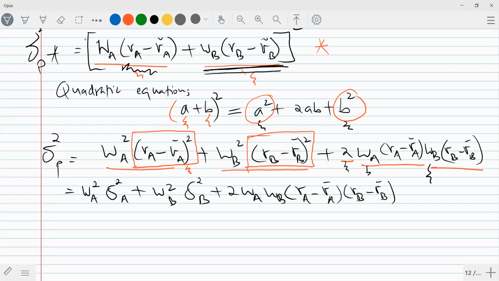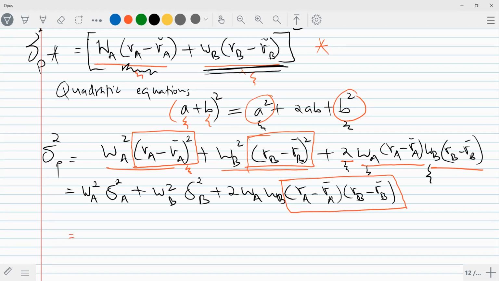Now, what do we call this part? I'll use a different color to highlight it. This part now here, what do we call it? That last part there, what do you call it? And that's covariance. Thank you, Lisa. Covariance between A and B. That last part is the covariance between A and B.